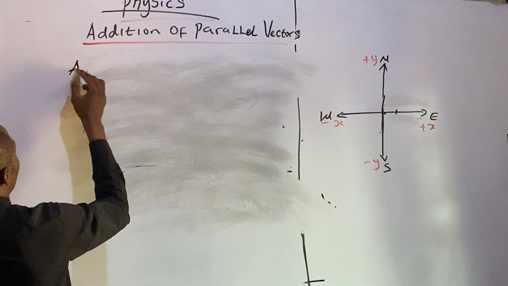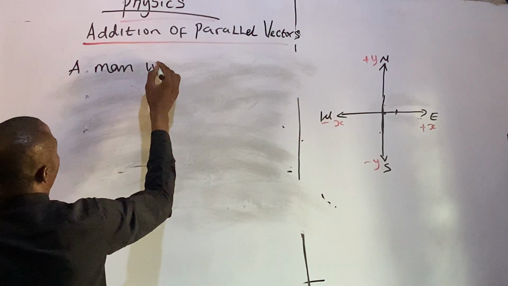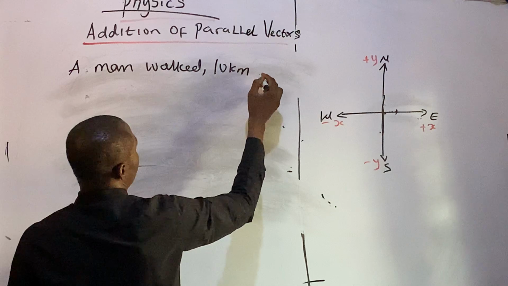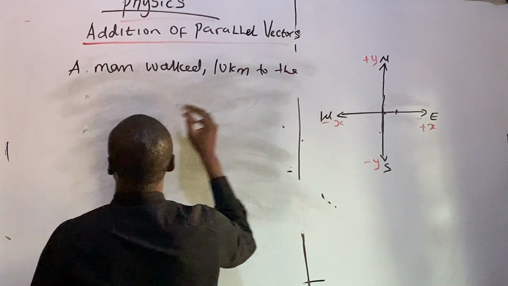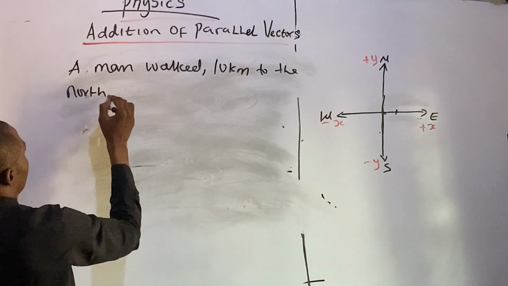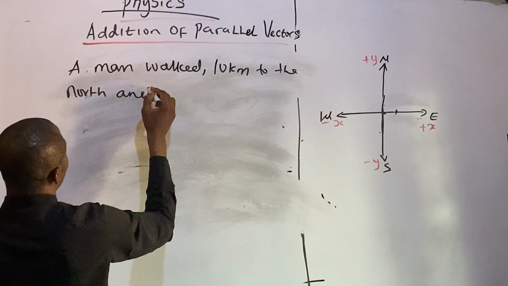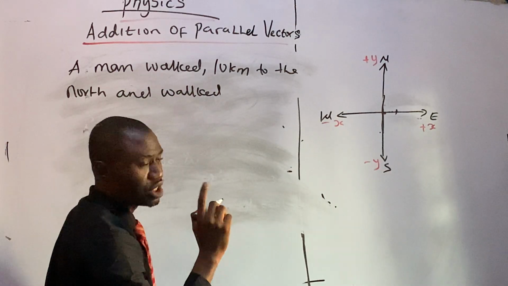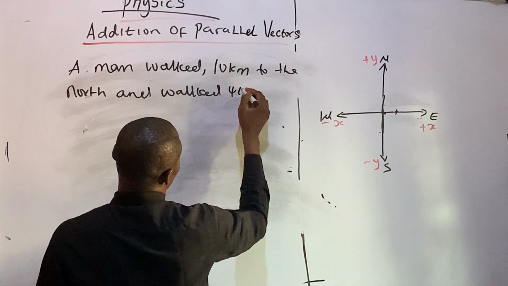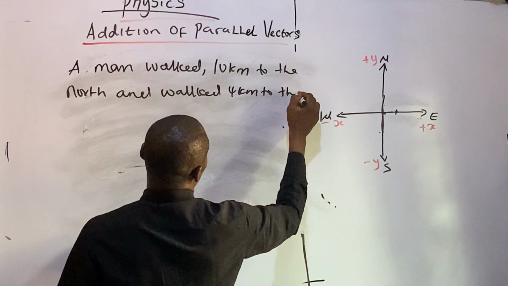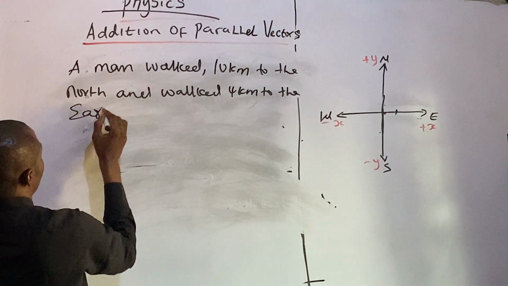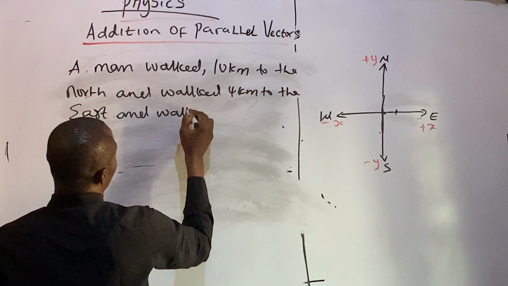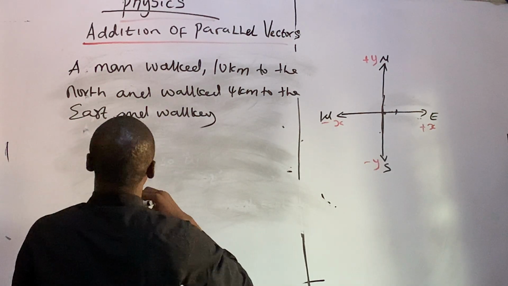A man walked 10 kilometers to the north, okay, and walked, that's an illustration, 4 kilometers to the east, and also walked, let's use the comma there.